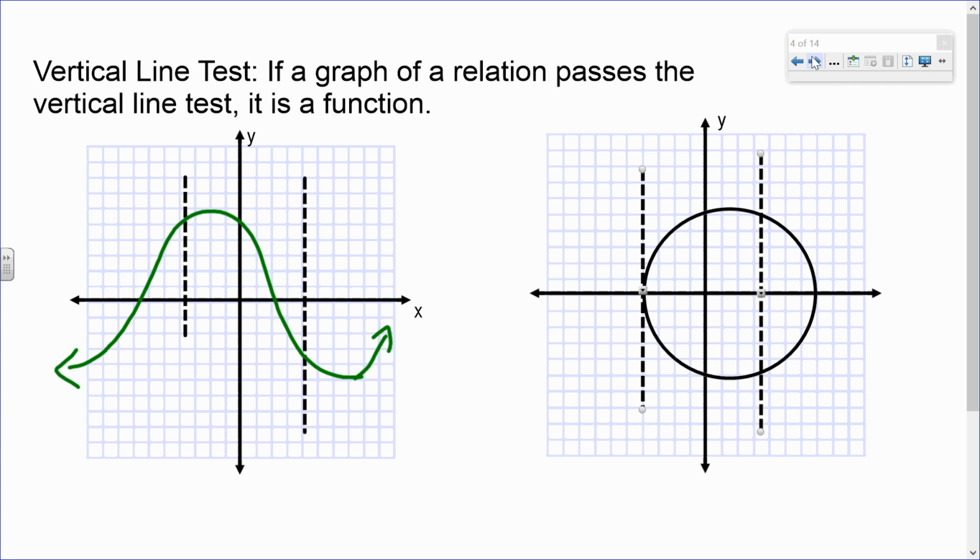Vertical line test. We're given functions. So say the green function on the left. To pass the vertical line test, I've got two vertical lines up there, but it would mean no matter where we would put it, is there ever a place where we could draw a vertical line and it would touch that green function more than once? No matter where we put it, it's only once, so that one is a function.